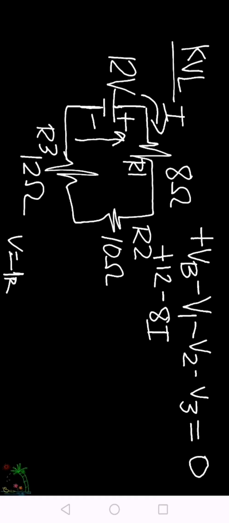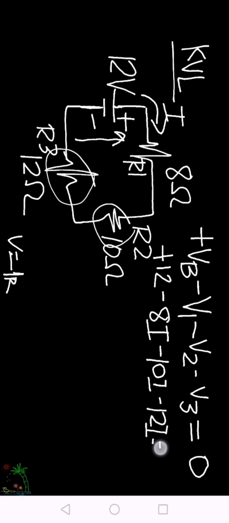because of the I times R, minus V2. V2 is 10, so 10 times I minus V3. R3 is 12, so 12I equals 0.